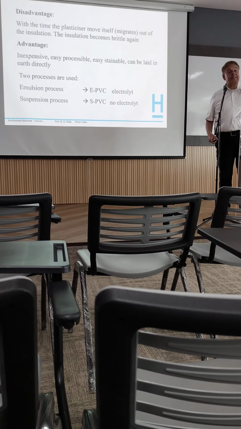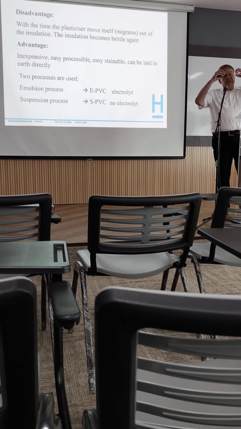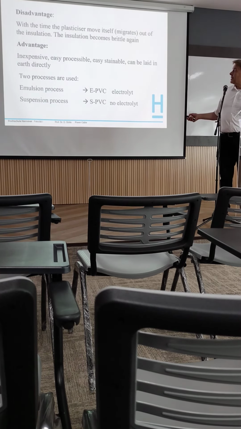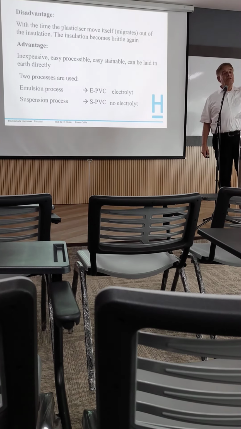Okay, what are the disadvantages? For example, these plasticizers, with heat, go out of the cable. Maybe you change a lamp in an older house, then you see that the insulation is really brittle. The insulation comes down because the lamp heated up the cable, and so there is no plasticizer anymore. And so the insulation becomes brittle and falls down.